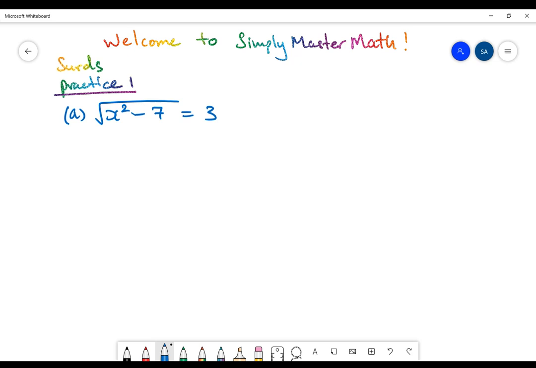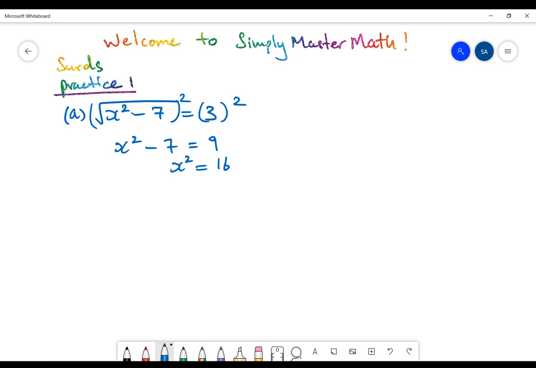So assuming you have square root of x squared minus 7 equal to 3, you need to square both sides so that you can remove the square root symbol. So you're left with just x squared minus 7 equal to 9. So move the minus 7 over, you get 16.